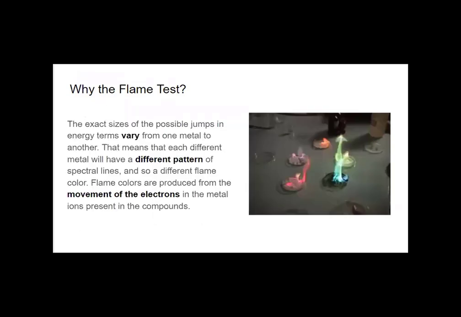As the energy gap between subshells is different for every metal, the exact sizes of the possible jumps in energy terms vary from one metal to the other. This means that each different metal will have a different pattern of spectral lines and therefore a different flame color.